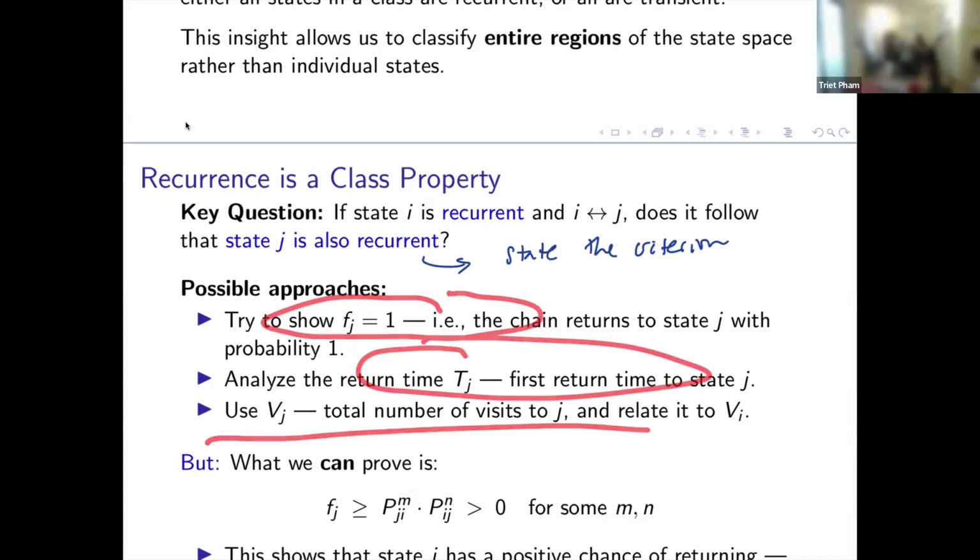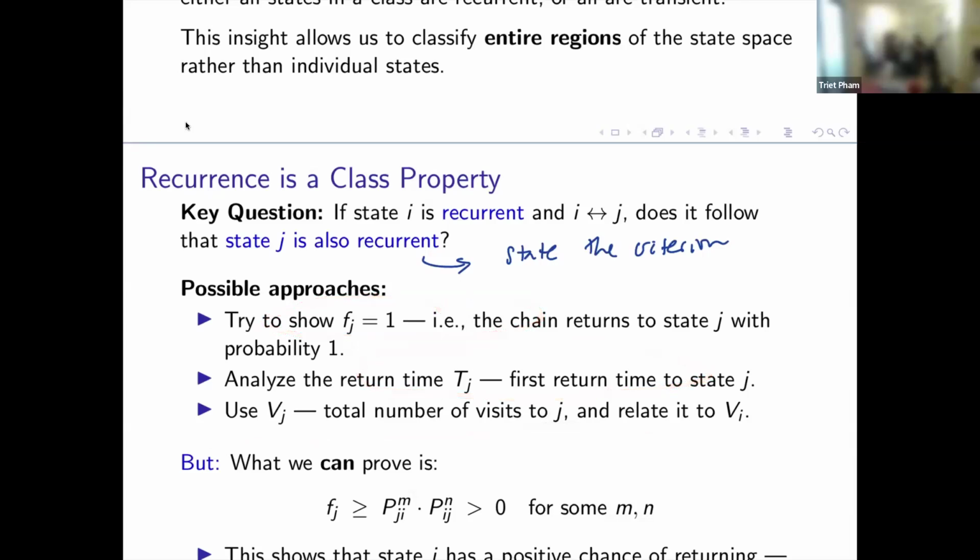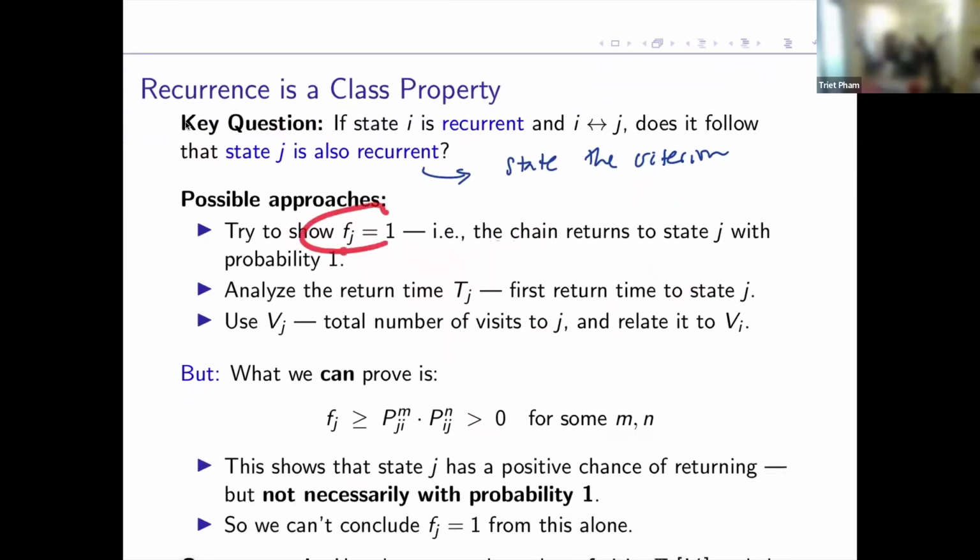And some of them might be easier. All right. And that's the point. For example, right here, we point out that if you try to go through the F_ij route, all you have from the communication hypothesis is that, because you communicate from j to i and from i back to j, the probability of ever returning to j is positive, okay? But that's not what we want. For recurrent, we need it to be exactly one.